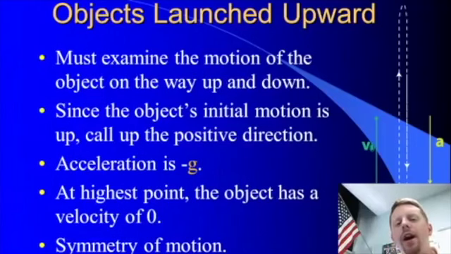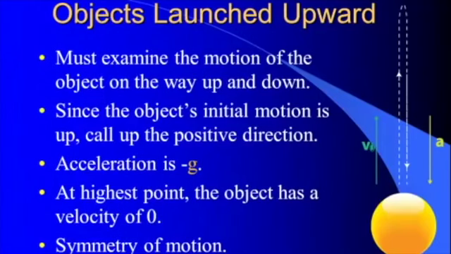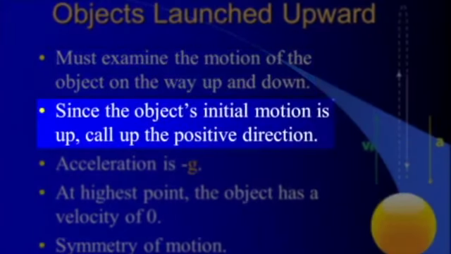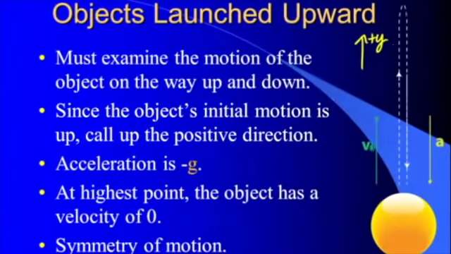Let's take a look at a more complicated type of situation. What happens when you launch an object upward, or it starts with some initial velocity going up? Well, we have to look at the motion of the object on the way up and on the way down. Now, since the object's initial motion is upward, we're going to call the up direction our positive y.